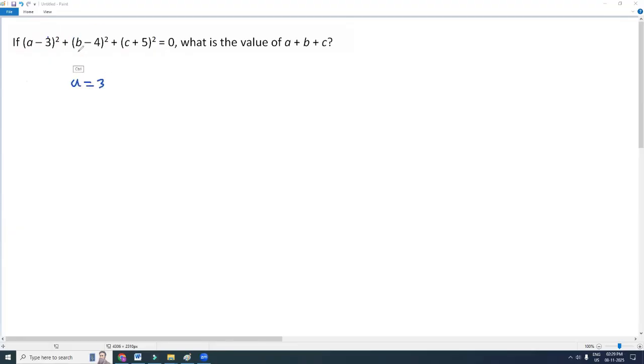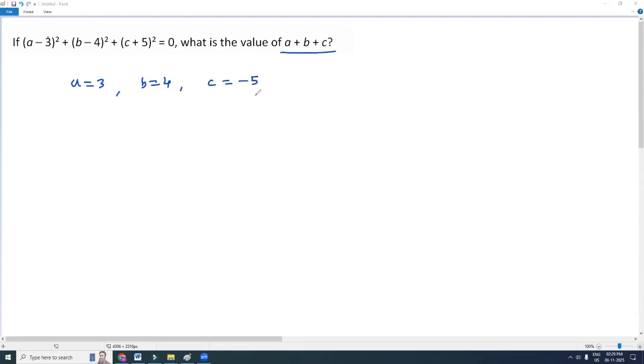If the second one is 0, what must be the value of B? Then B must be 4, so that 4 − 4 will become 0. Okay, then here, if this one is equal to 0, what must be the value of C? The value of C must be −5. Here I got the values of A, B and C.